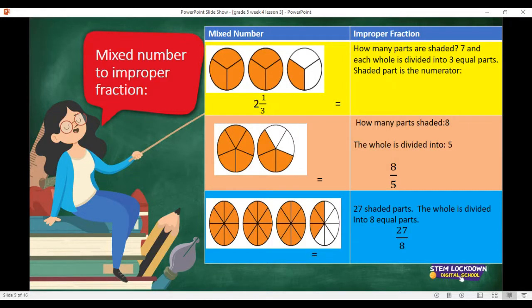So what I want you to write for me now, we've written the first sum here as a mixed number, and we say it is 2 1/3. And then for us to write it in an improper fraction, I said we count how many parts are shaded, and then that is our numerator. And then to get our denominator, we check into how many parts is the whole divided into. So how do we write it as an improper fraction? So I'm going to check here and see.